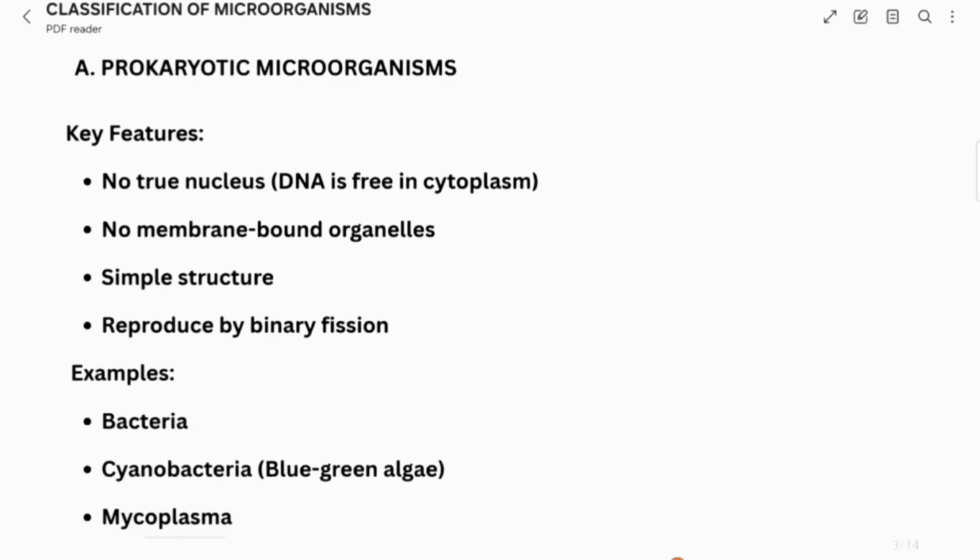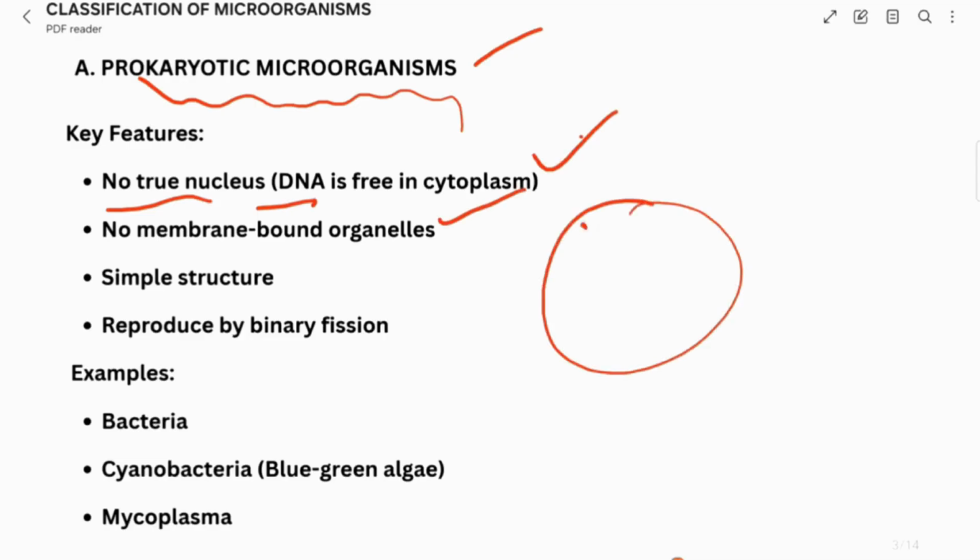And now, what are prokaryotic microorganisms? These are the characteristics of prokaryotic microorganisms. No true nucleus; DNA is free in the cytoplasm. There are no membrane-bound organelles, meaning there are no membrane-attached components. They are simple in structure and reproduce by binary fission. Examples in this category are bacteria, cyanobacteria and mycoplasma.